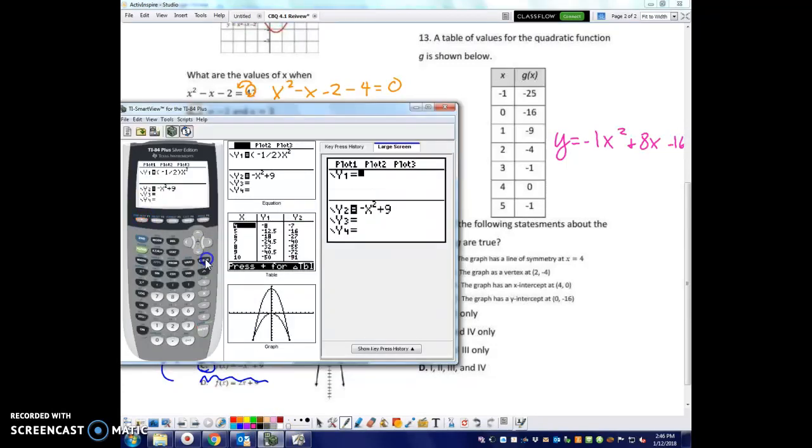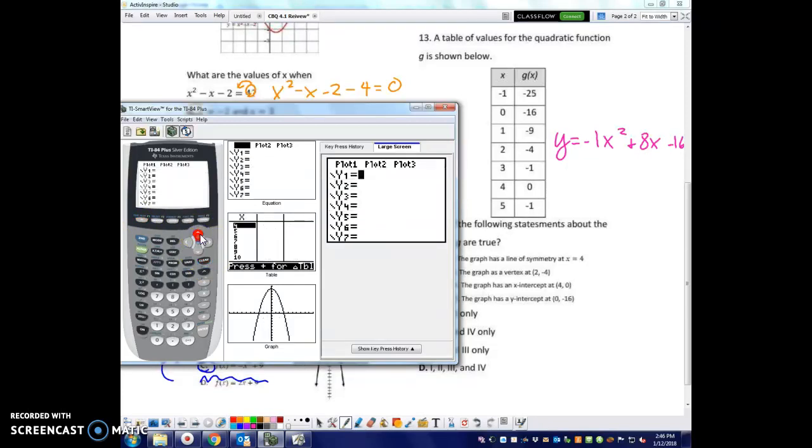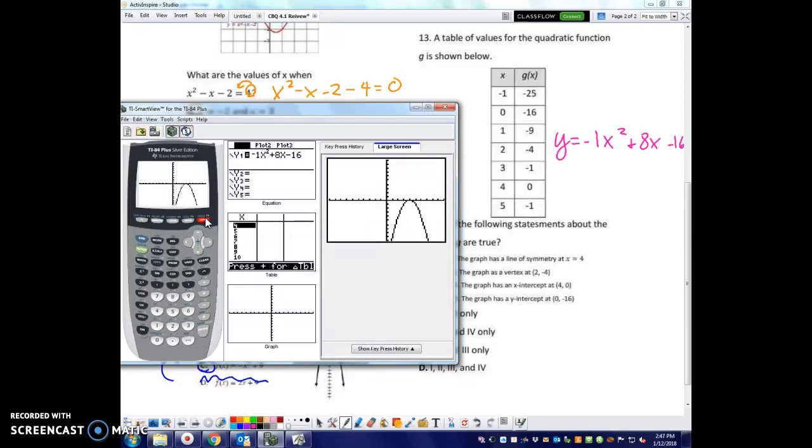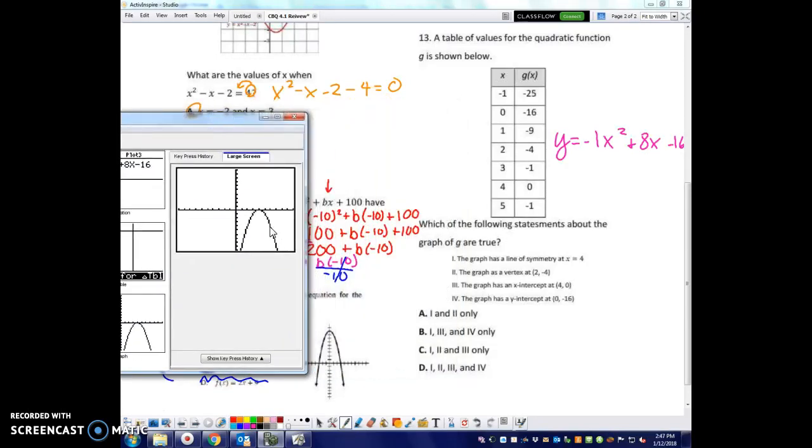Here we go. So we have -1x squared plus 8x minus 16. Graph it. So this is what it looks like. We have a picture right here. The graph has a line of symmetry at x equals 4. So axis of symmetry right here at 4, it's true. Next one, the graph has a vertex at 2, -4. Over 2, down 4. That is a point, but it is not the vertex.